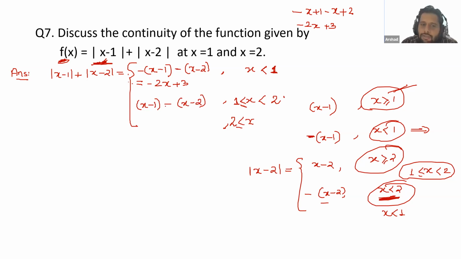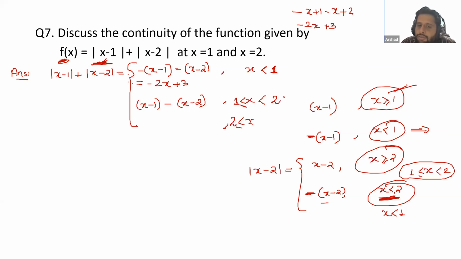So this answer is correct. This should be negative. Why is it negative? This is modulus x minus 2. Your number is greater than 1, it's fine, but it is less than 2. And modulus of x minus 2 depends on 2. You can see here, if your number is less than 2, then it is negative. If anyone has a doubt, please let me know. So I hope the second is clear to everyone.